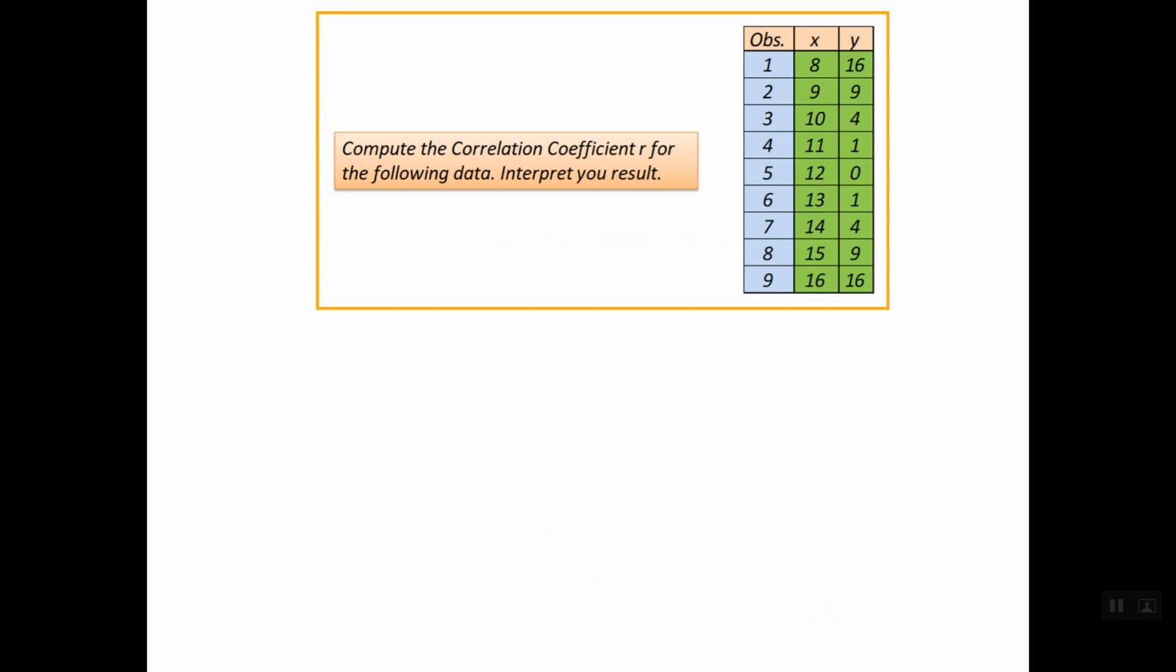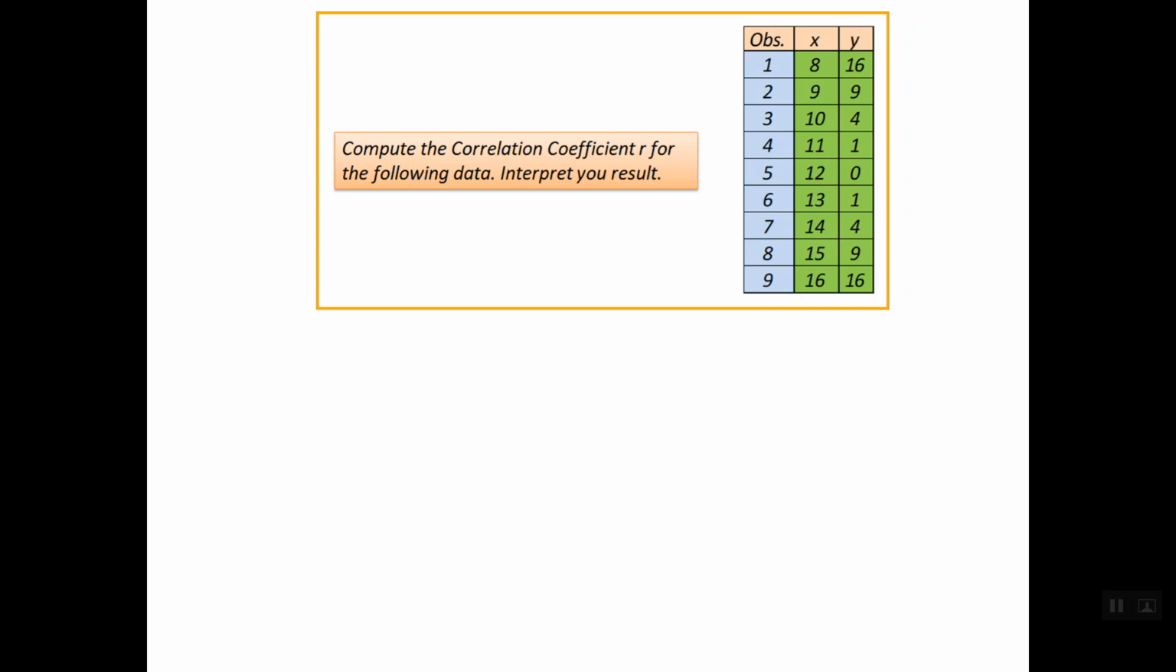Let's do and solve this question. Sometimes the relationship between the two variables x and y is not a linear shape. So we have, let's say, a curve relationship between the two variables. So let's understand what happens in this case if we try to compute the correlation coefficient for these data.